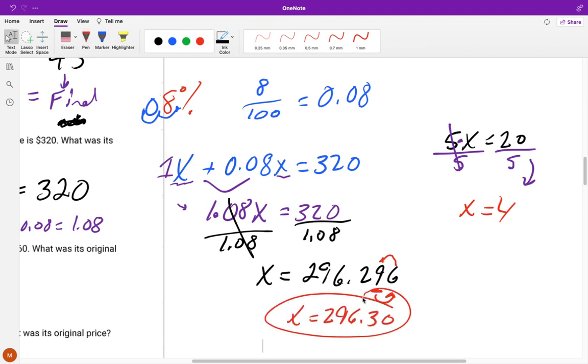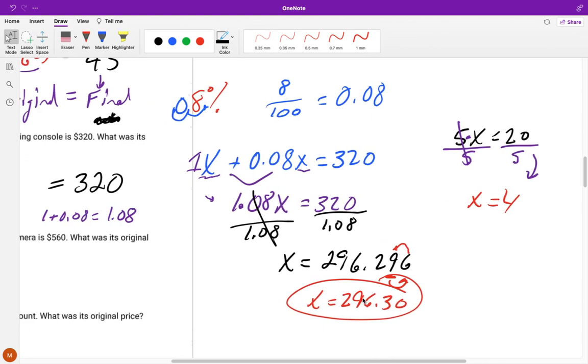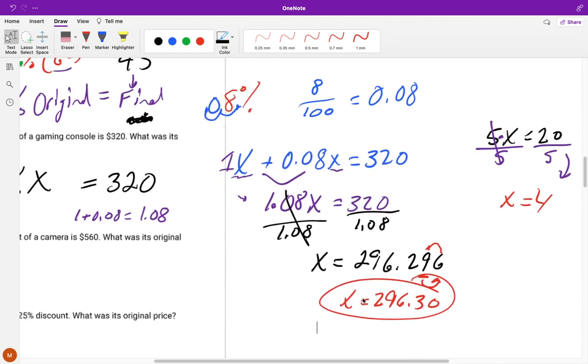296.30. If you round incorrectly, you'll still be considered correct because the standard is not can you round properly? It's can you apply these percent changes? So you would still be right in that case.